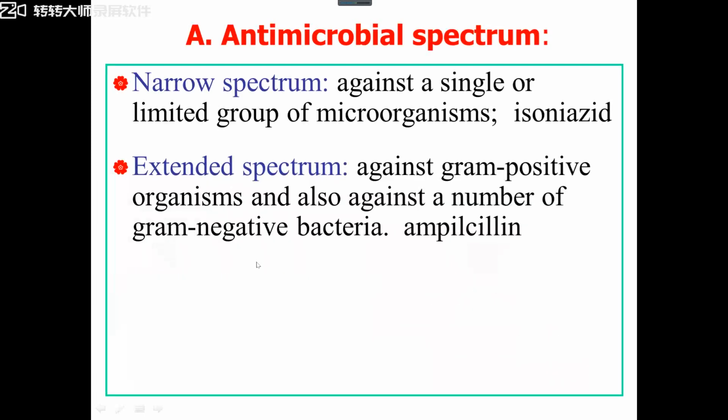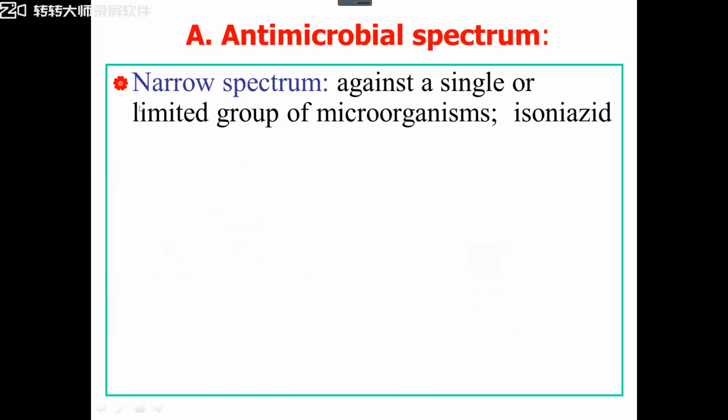So now we have known the concept of narrow spectrum. These drugs act only against a single or limited group of microorganisms, such as isoniazid, such as penicillin G. Penicillin G can only kill gram-positive bacteria, so a limited group of microorganisms. Penicillin G is a narrow spectrum antibacterial agent.